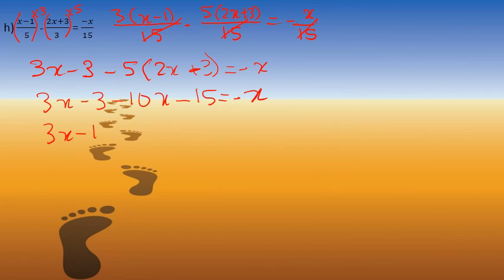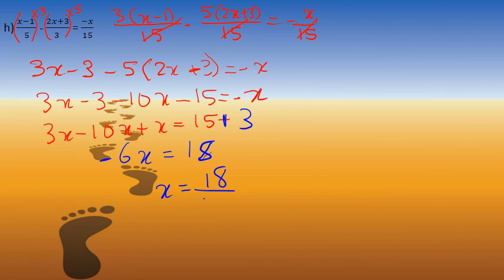3x minus 10x plus x is equal to 15 plus 3. 3x minus 10x is minus 7x, plus x is minus 6x, equal to 18. Then x is equal to 18 over minus 6. x is equal to minus 3.